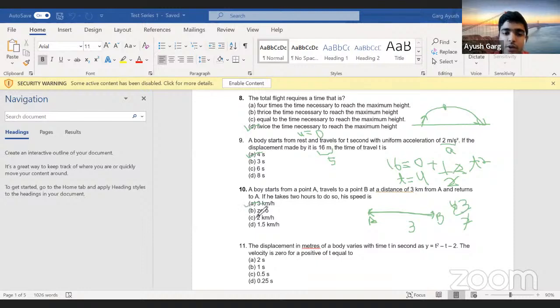As you can see here, you have 0 as an option. So people who get confused between speed and velocity are going to get it wrong. They're going to put 0, but that's not the case. They've asked you speed, not velocity. So it's going to be 3 kilometers per hour.